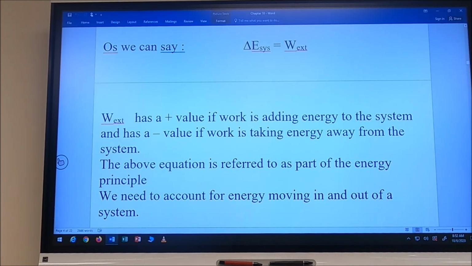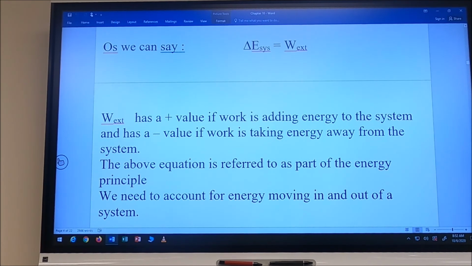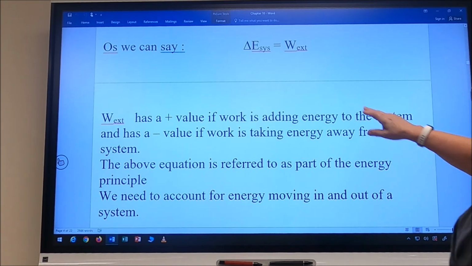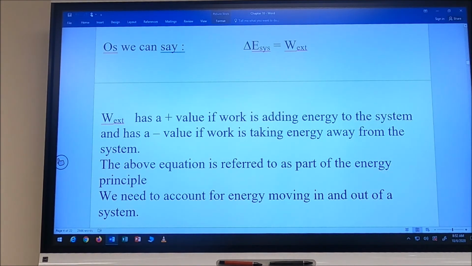Now, keep in the back of your head, we'll come back to this later, that any change in energy inside the system, we're going to look at right now as due to an external work. So if you see work EXT, that means it's work done by something external to the system. Okay? If the work external is positive, we're adding energy to the system. If it's negative, we're taking energy away from the system. Makes sense. If we have a positive change in energy of the system, delta E, we've added energy in. If it's negative, we've taken energy away.